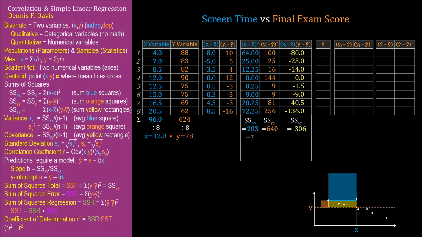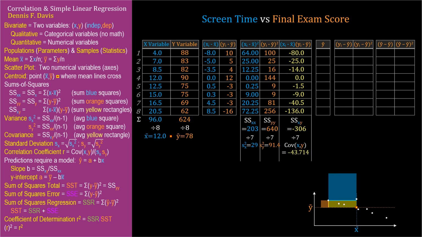The variance of x, s sub x squared, is 29 hours squared. Its units are the same as sum of squares x, since we're just dividing by 7 to get the average. Dividing by a unitless number doesn't change the units. The variance of y, s sub y squared, is 91.4 exam score points squared, the same unit as sum of squares y.